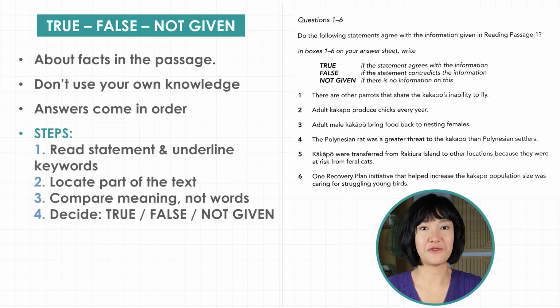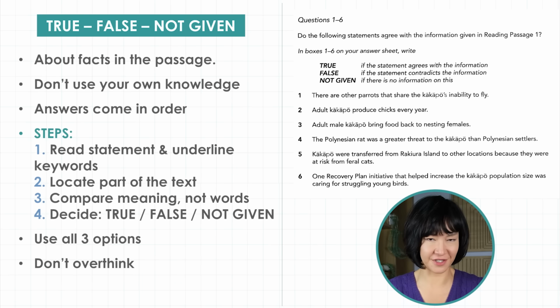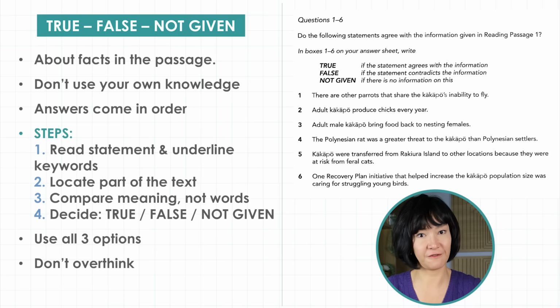A few extra tips from my personal experience. In a set of questions, exam writers will usually use all three options: at least one true, one false, one not given. If you end up with, say, 5 trues in a row, that's a red flag and worth a check. And I know that one of the reasons why my students sometimes answer incorrectly is that they start overthinking tiny differences. Instead, ask yourself, is the meaning close enough or is it very different?